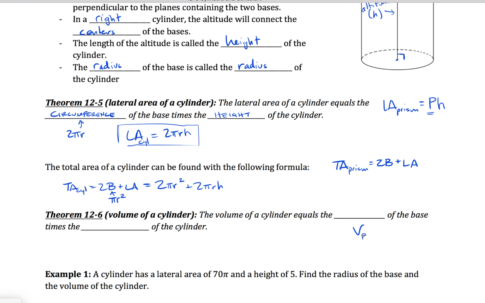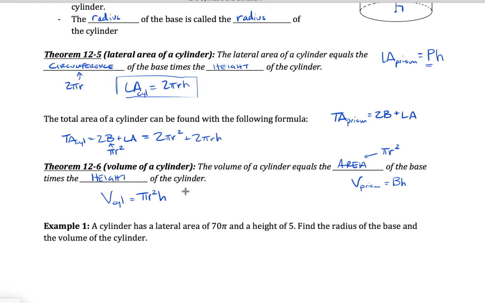The volume of a prism was area of the base times the height. And guess what? We're going to use basically the same formula for a cylinder. We're going to take the area of the base and multiply it times the height. Except for the area of the base, we know the base is going to be a circle, so that's going to be pi r squared. So the volume of a cylinder is capital B times h, except instead of capital B, we're going to write pi r squared, and then we're going to multiply it times the height.